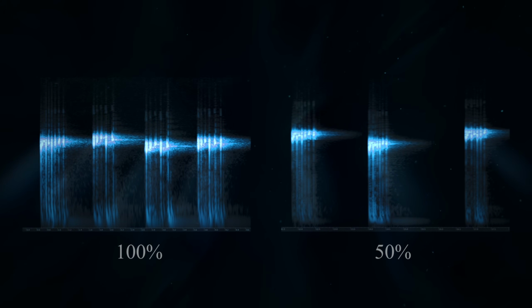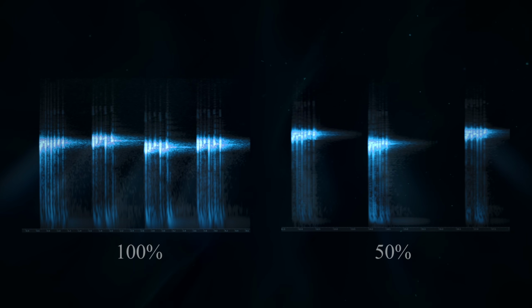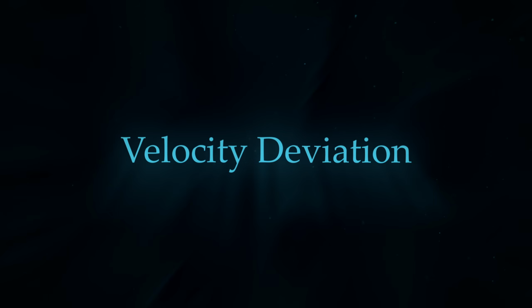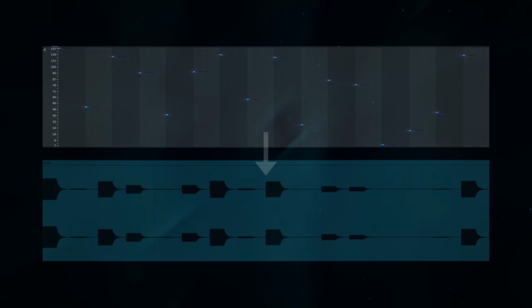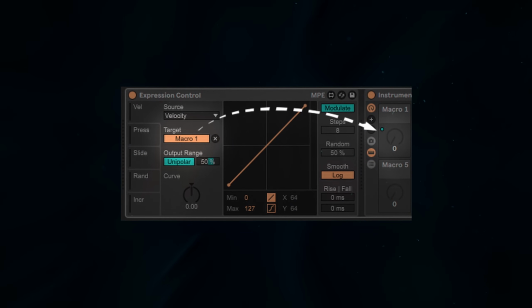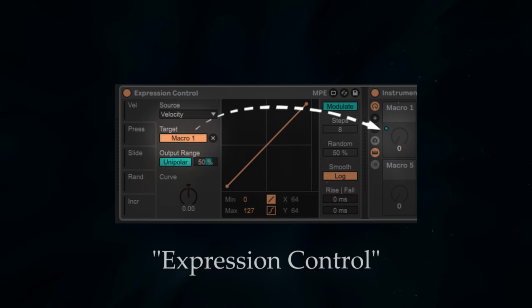Not only does this sound a lot more authentic, but it has the benefit of giving unique results every time you play the clip over. The next MIDI procedure is velocity deviation. By randomizing the note velocities, you can effectively randomize the loudness of your sounds, or even map the velocity values to other parameters using the Max for Live device Expression Control.